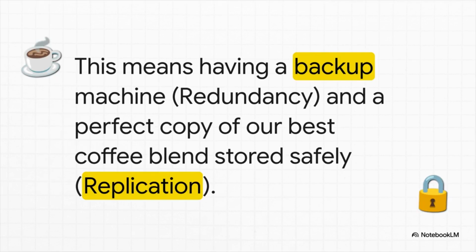If we map this back to our coffee shop, it's actually pretty simple. Redundancy just means having a backup espresso machine plugged in and ready to go the moment the first one fails. And replication? That's like having a perfect copy of your unique, award-winning coffee bean recipe stored somewhere super safe so it can never be lost. It's all about getting rid of those single points of failure.